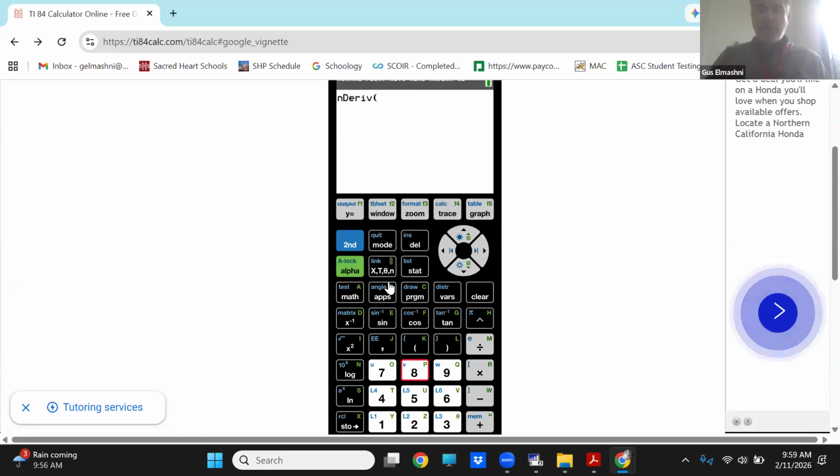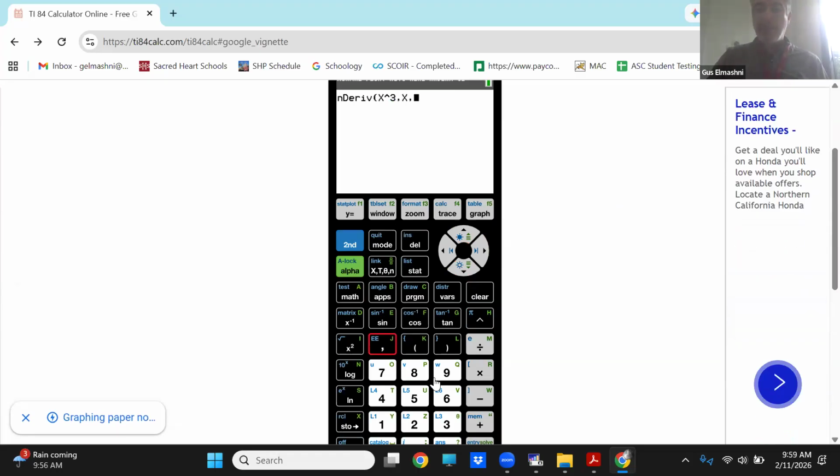You'd actually have to write the function first. And notice it does it like this. And then you have to tell it with respect to what letter. And then you have to put the number in like that.